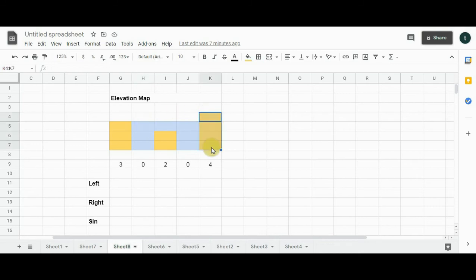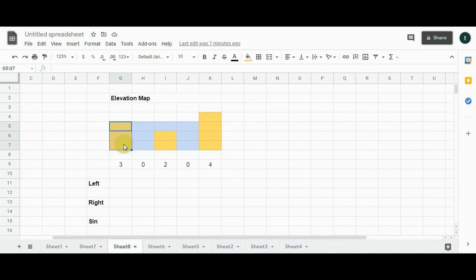I am missing one more unit because I am not considering the pillar over here, this pillar of height 4. So the key to the solution of this problem lies in finding the pillar with maximum height on the right hand side and the pillar with the maximum height on the left hand side relative to a particular position. So let's say for this, if we find the pillar with maximum height on the right hand side, which is 4, and the pillar with maximum height on the left hand side, which is 3, then we find out the minimum out of those two.